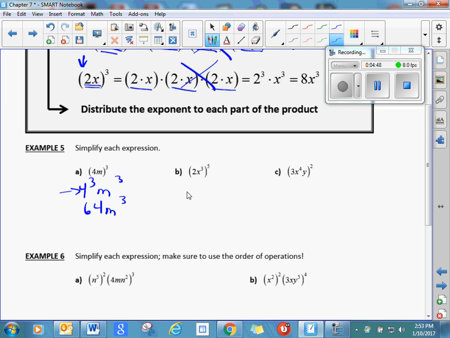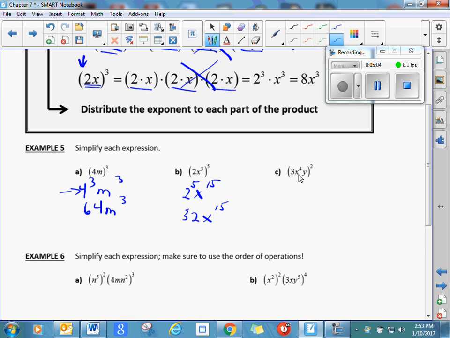Let's look at this one. 2 to the 5th power times x to the 15th. Maybe you know that 2 to the 5th power is 32. You should, because that's a pretty commonly used math fact. Let's look at the next one.